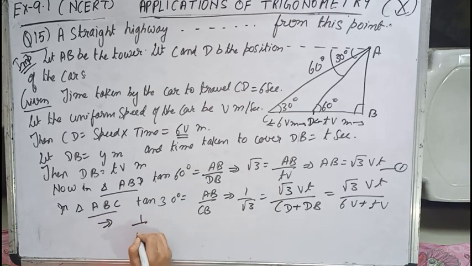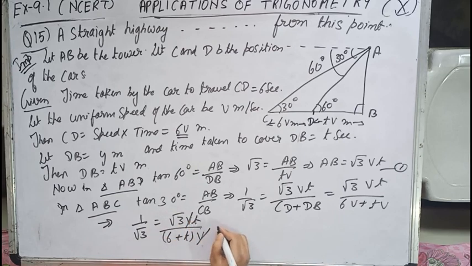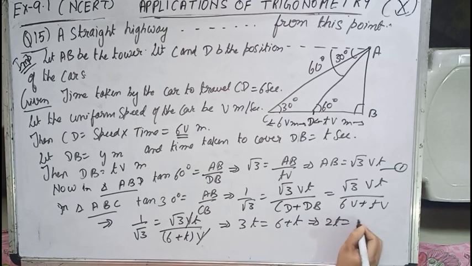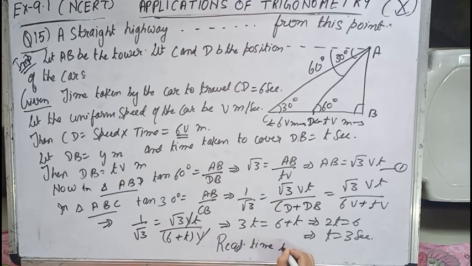Now this implies 1 by root 3 equals root 3 into VT by 6V plus TV. So I am cancelling this V. This implies 3T equals 6 plus T. This implies 2T equals 6, implies T equals 3 seconds. Therefore, required time taken equals 3 seconds, and this is the answer.